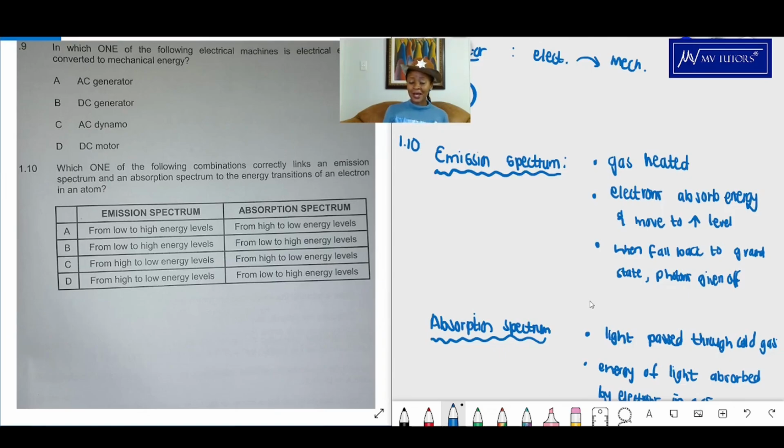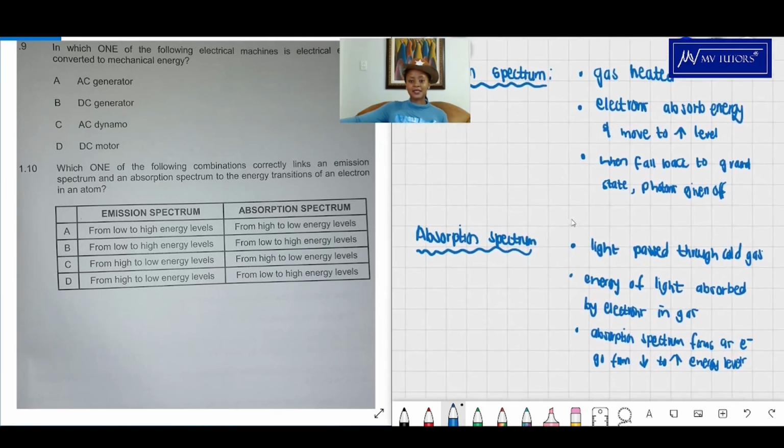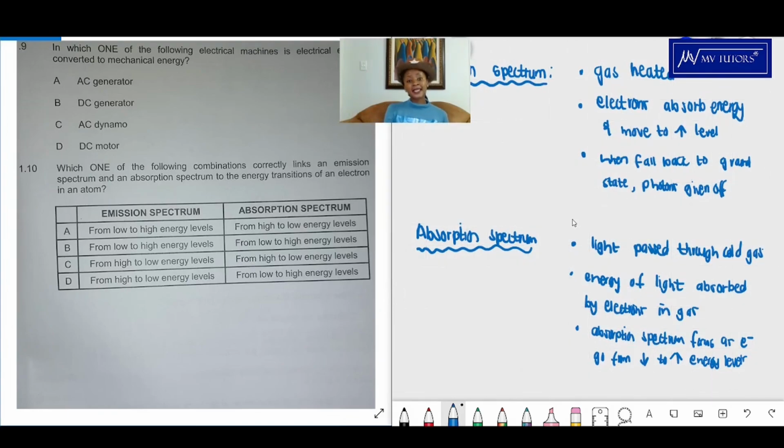So what happens in the absorption spectrum? Let me just show it there. Basically light is passed through a cold gas, and the energy of that light is absorbed by electrons in that gas.